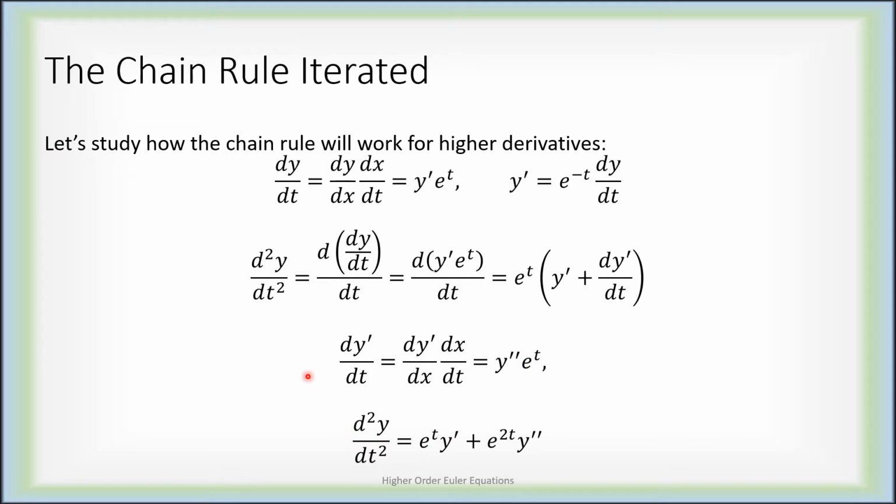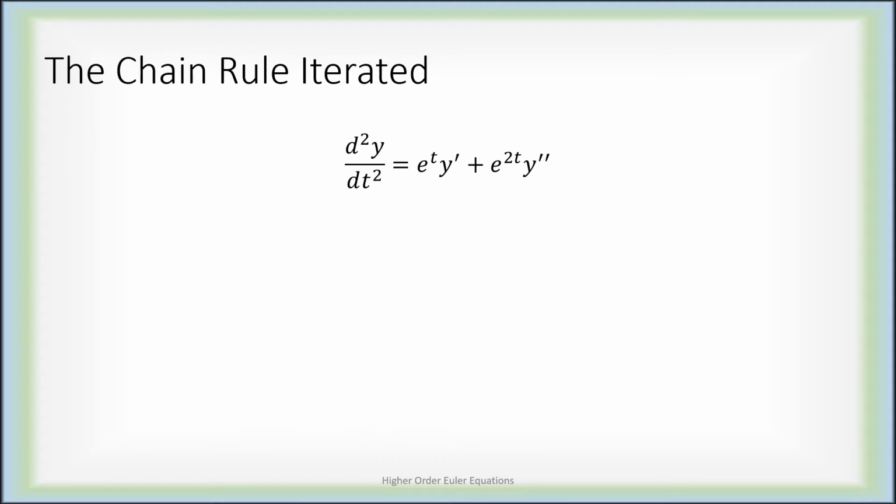So then we can say, going up to this line here, d squared y dt squared, we've already determined it to be e to the t times this sum, but this term right here of dy prime dt is y double prime e to the t. So if we put a y double prime e to the t here and then distribute this e to the t across, we'll get e to the t y prime right there. Then e to the t times this term would be e to the 2t y double prime right there. So here's what we've determined to be d squared y by dt squared.